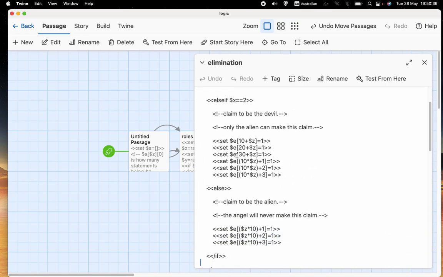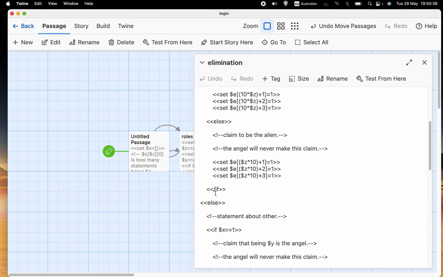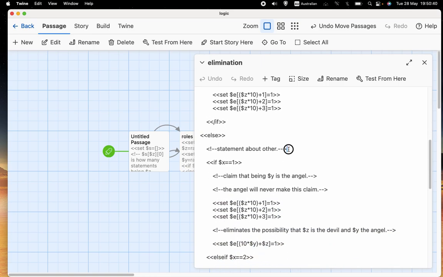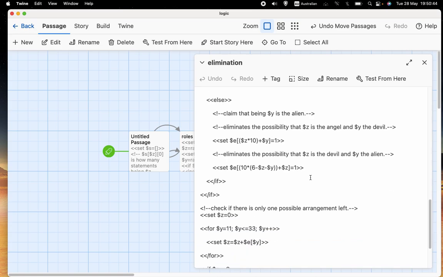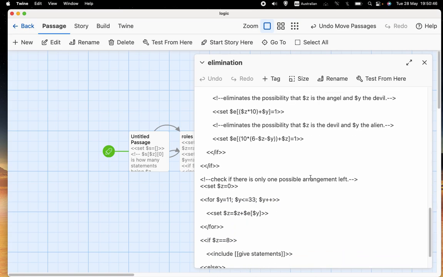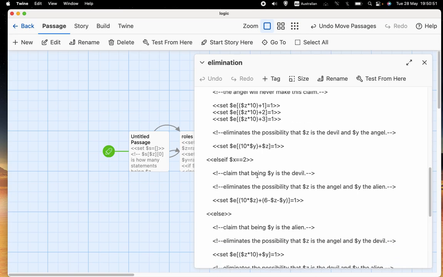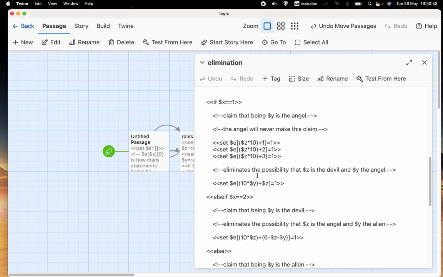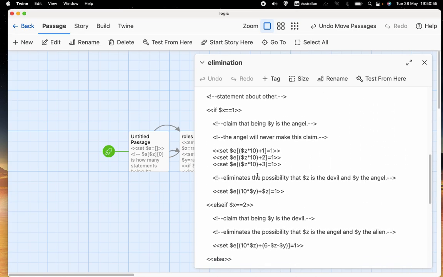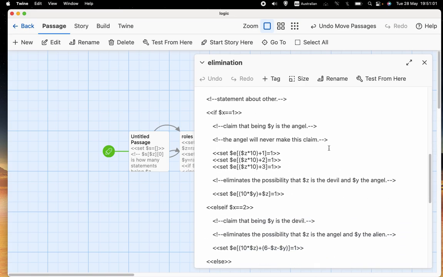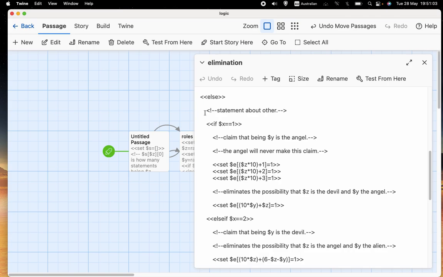That's if Z equals Y, and then we have else, and so now we're going to lead to claims about another being, and this is a little bit more complicated. It goes down to here. This is a little bit more complicated and tends to eliminate slightly less. You'll see anyway. So, well, slightly less on average. Anyway, so these are statements about other.